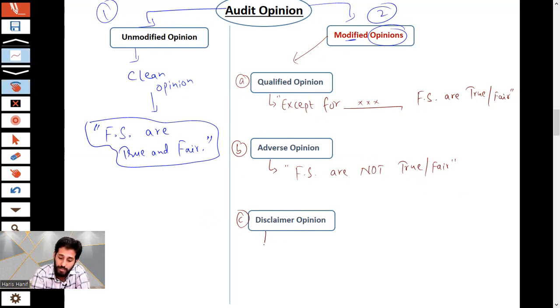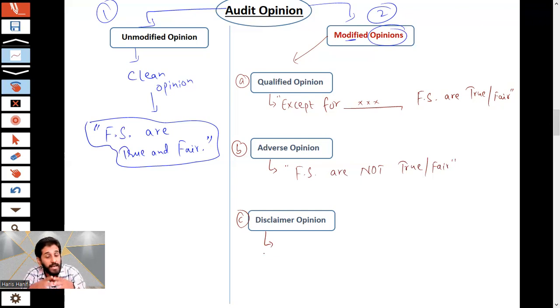Number C, disclaimer. Just listen to me very carefully. It's your responsibility to perform the procedure. You are the auditor. It's my responsibility to give you the evidence. So you have asked for some evidence, not just one, many pieces of evidence. I did not provide any evidence. So you know what kind of opinion you can express? You can express, we do not express any opinion. What's your comment? No comments.